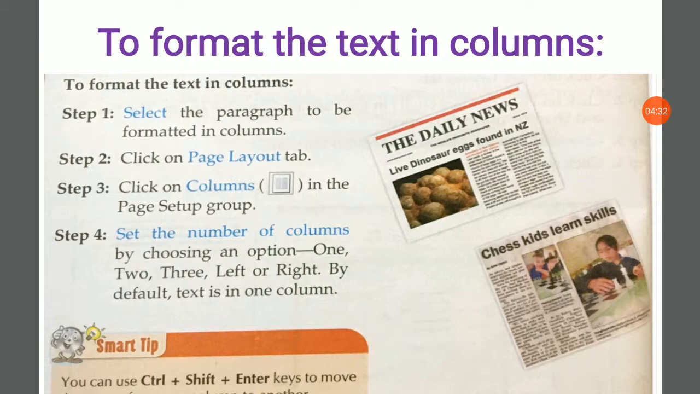How can we do it? Let's see. To format the text in columns, we need to follow 4 steps. Step first, select the paragraph to be formatted in columns. Step second, click on page layout tab. Step third, click on columns in the page setup group. Step 4, set the number of columns by choosing an option: 1, 2, 3, left or right. By default, text is in one column.